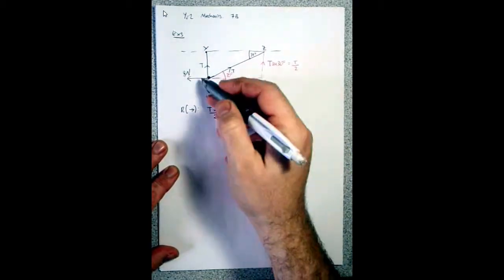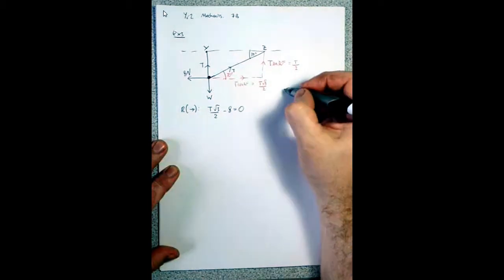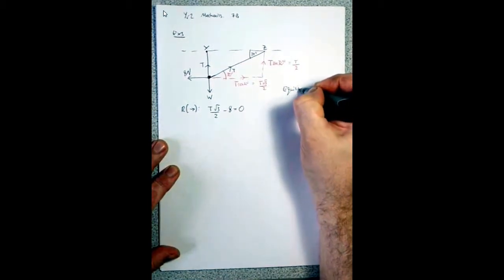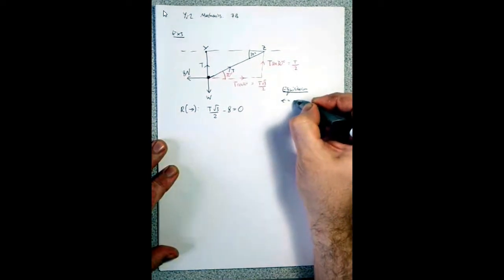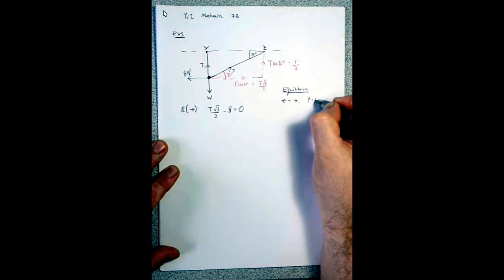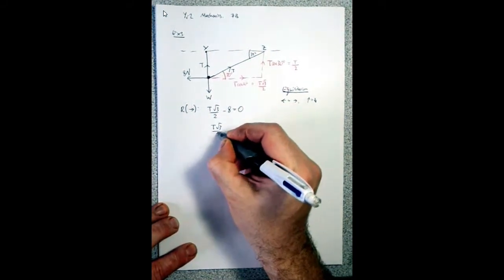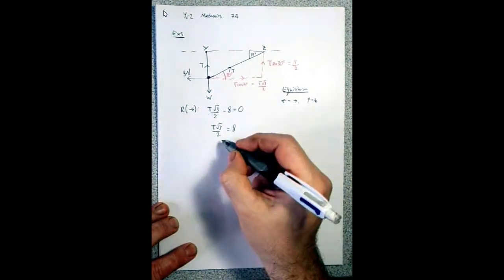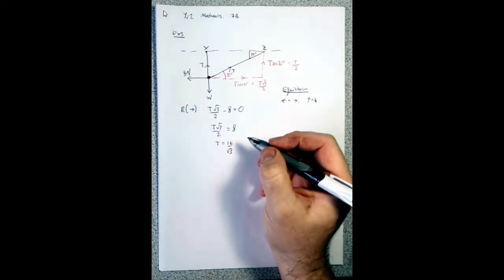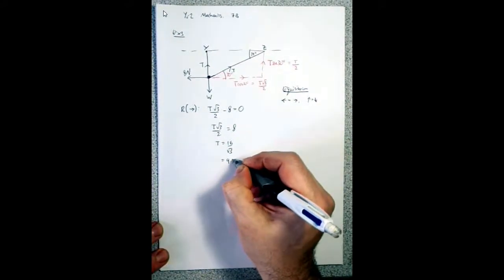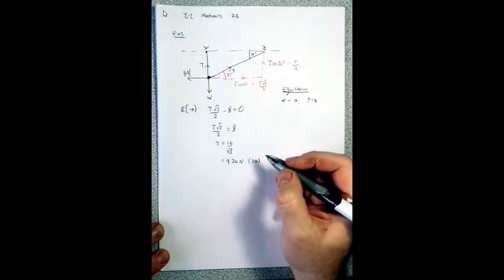T root 3 over 2 minus 8 equals 0, because I remember I'm in equilibrium, and in equilibrium one definition is that left equals right and up equals down. So T root 3 over 2 equals 8. T equals 16 over root 3, which is 9.24 to 3SF.